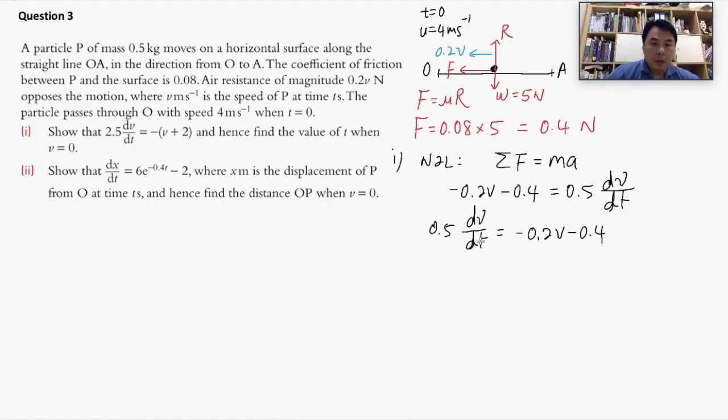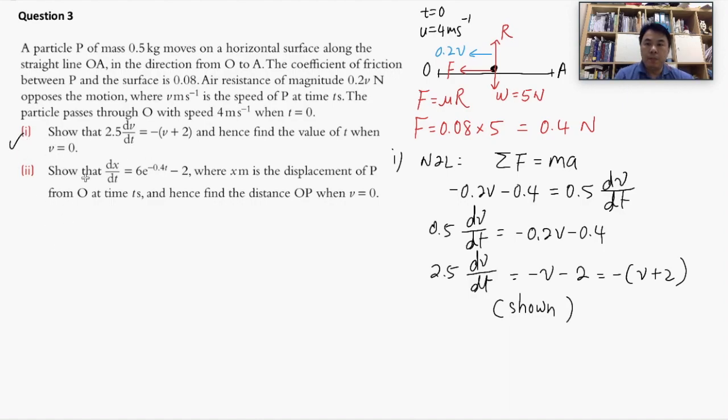Okay, so if I multiply by 5 here, I get 2.5 dv/dt. This one will be v, that one will be a 2. So if you factorize that, that will be v plus 2. Okay, so this has been shown. Alright, so number 1 is done. Oh yeah, before that, I've just done part 1 of number 1. And hence find the value of t when v is equal to 0.